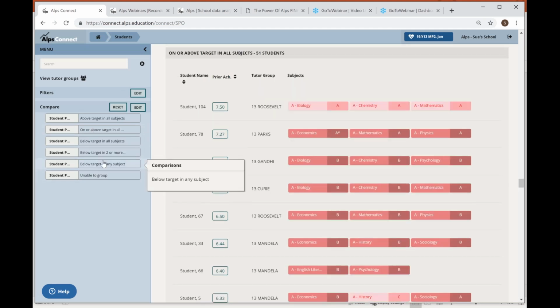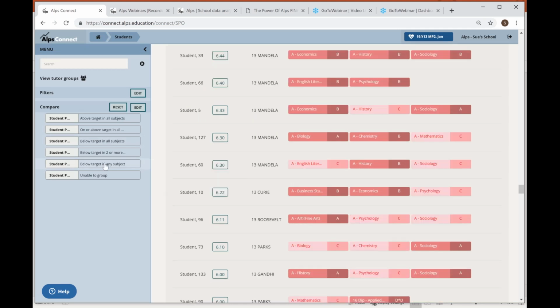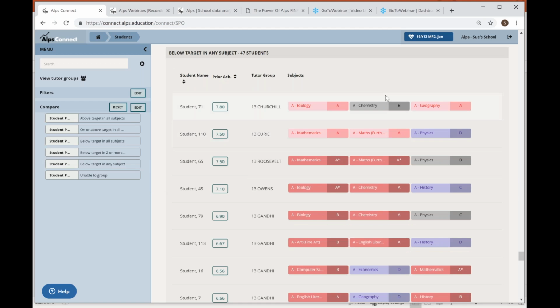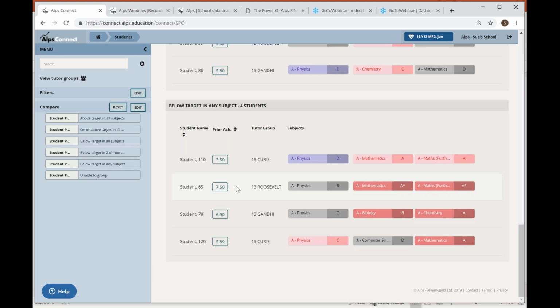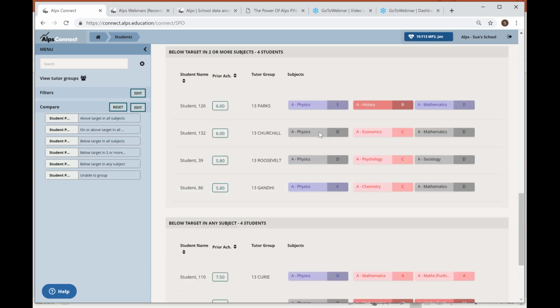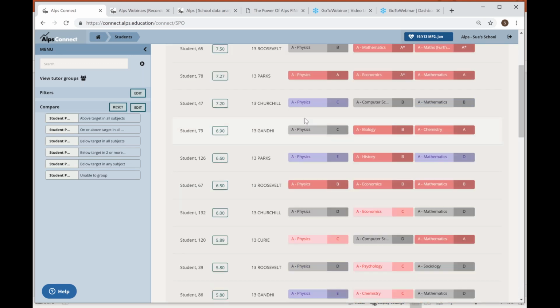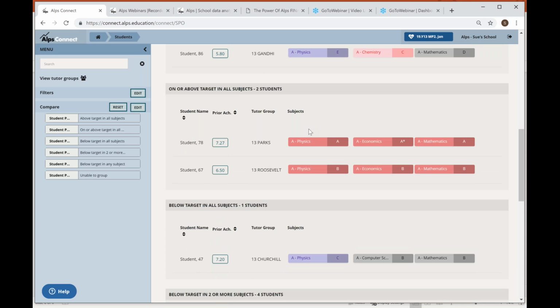Below target in any subject, you're going to want the physics department to be talking to that student, the chemistry department to be talking to that student, etc., etc. There's quite a few physics there. Look, we might want to isolate physics by dragging it across here and just looking at how my physics students are doing. That's just isolated my 11 physics students into categories. I'm going to clear that and go back to where I was.